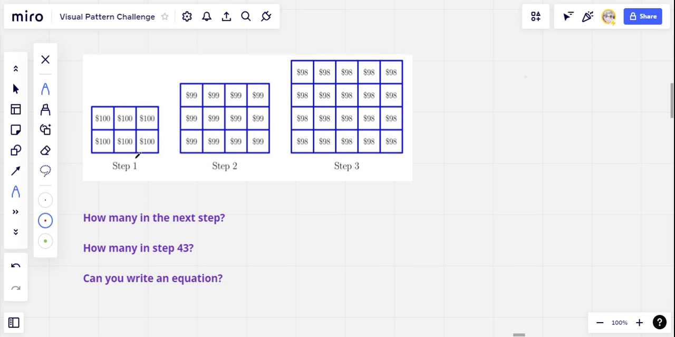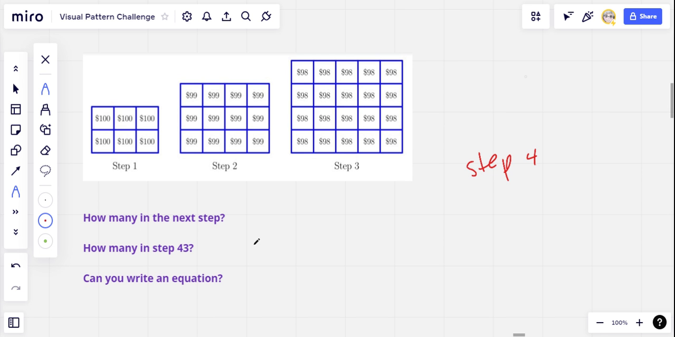We've got an interesting one today. Here's step one, here's step two, here's step three, and your challenge today is to predict not how many boxes, but the dollar value of all the boxes in step four. If you can do that, can you predict the dollar value of the boxes in step 43? And can you write an equation that could be used to predict the dollar value in any step at all? If you'd like to accept that challenge, pause the video and see what you can do.